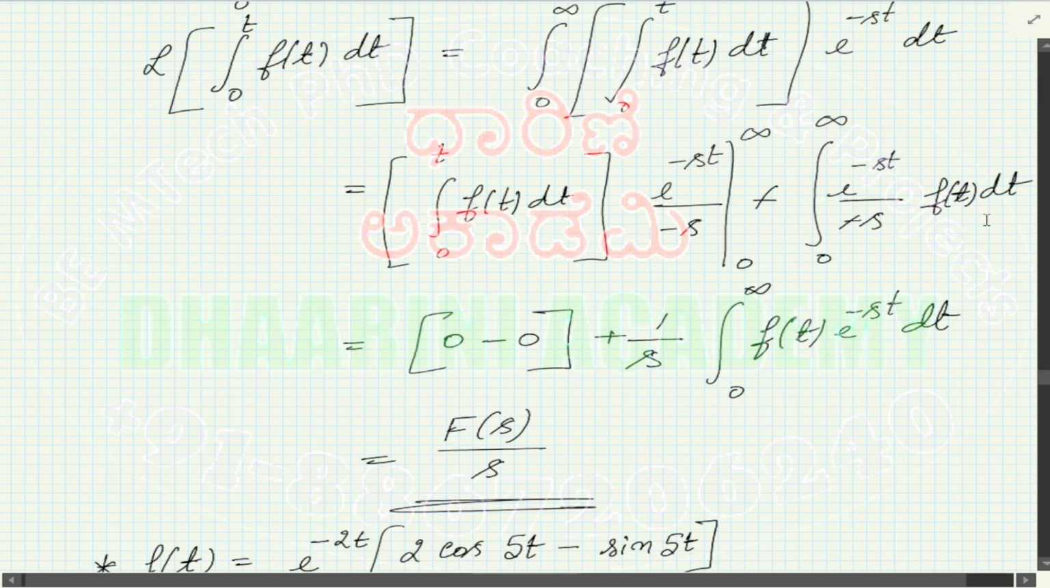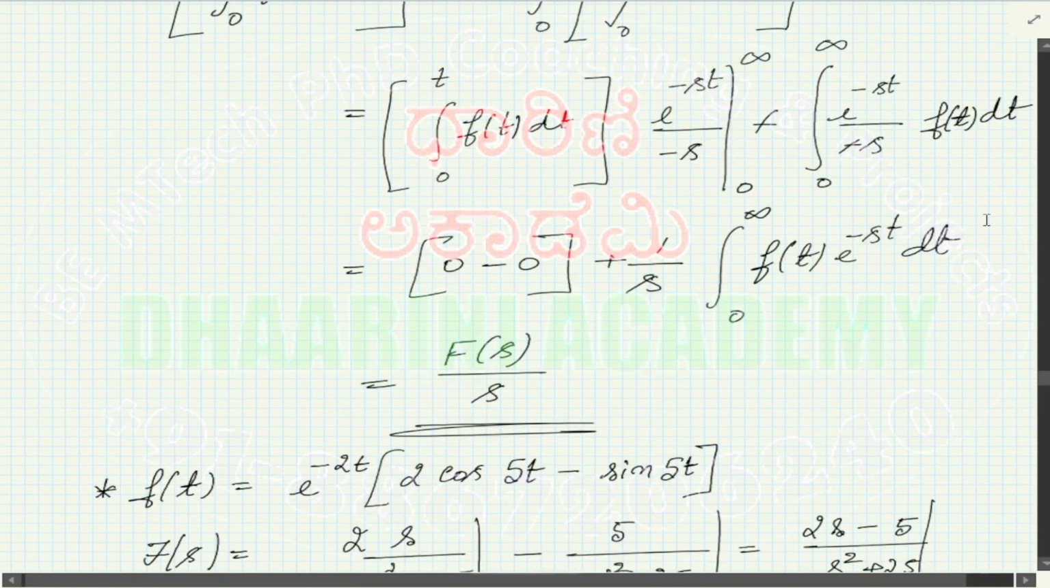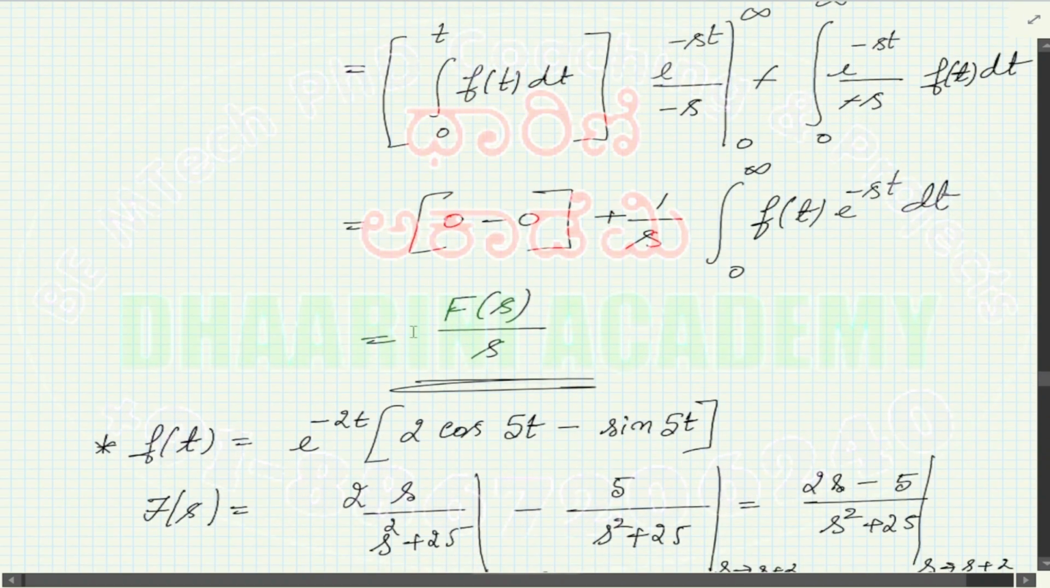So when we substitute now, 0 to infinity, the first term will cancel, because e to the minus st is 0. Then when we put 0 to that, the terms cancel. So t is 0, plus 1 by s, 0 to infinity, it is f of t e to the minus st dt. So there is the f of s as well as divided by s. So that's the proof.